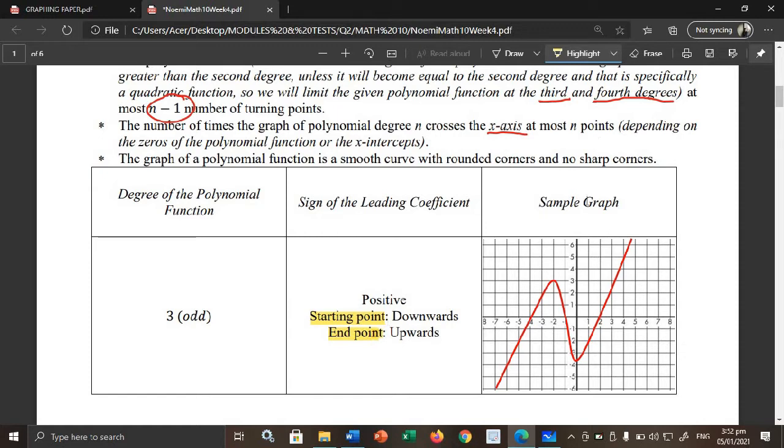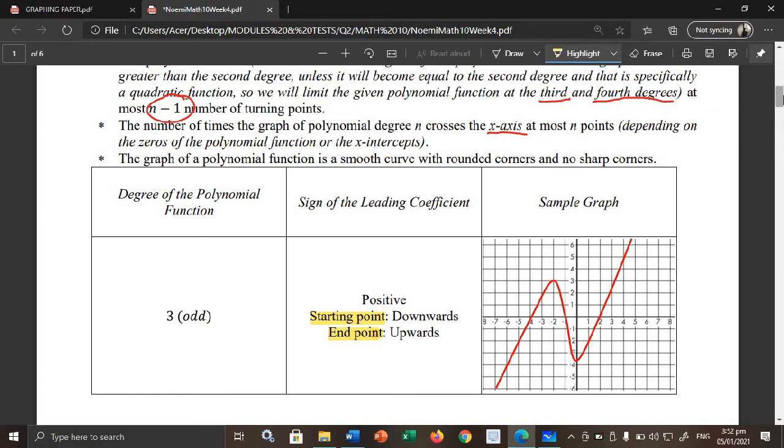Let's say I have this sample graph. So ito, halimbawa, yung sample graph ng third degree function na positive yung leading coefficient. So napansin nyo yung graph niya, it started downwards here in the Cartesian plane, and the graph ends upwards. So this is the sample graph.